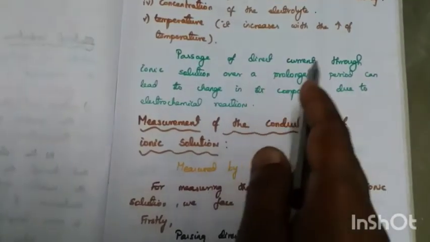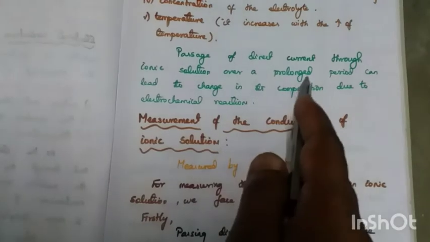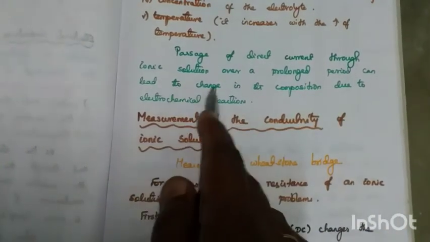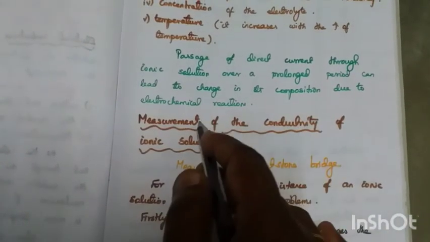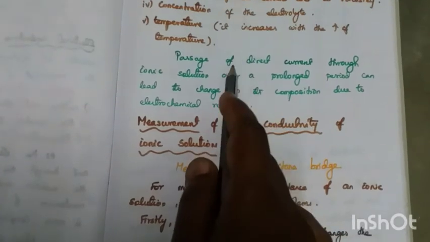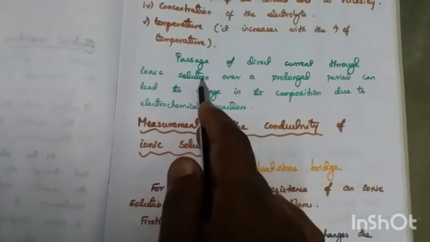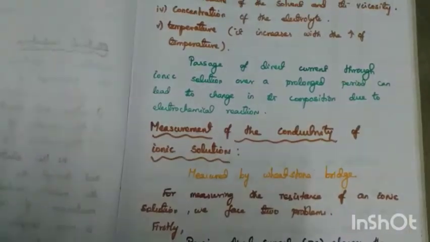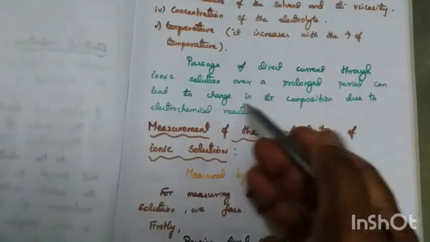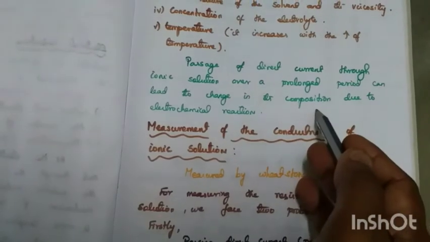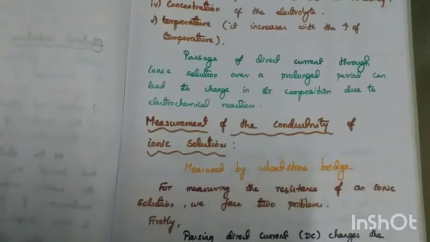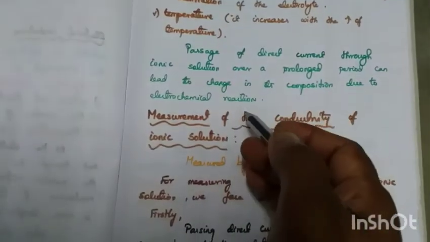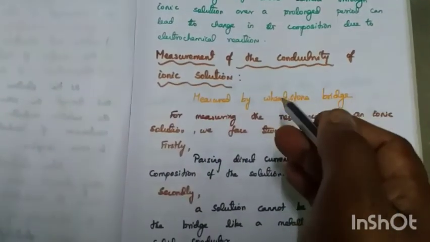The passage of direct current through an ionic solution over a prolonged period, that means for a long period, can lead to a change in its composition due to electrochemical reaction. Next one is the measurement of the conductivity of ionic solutions.